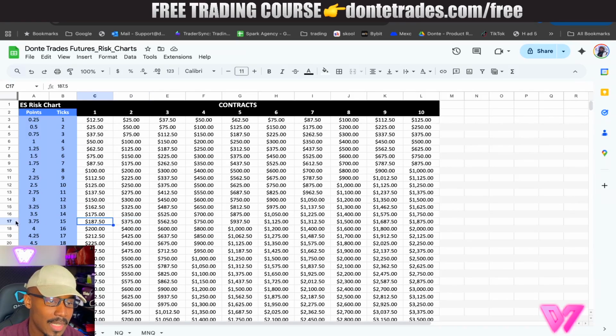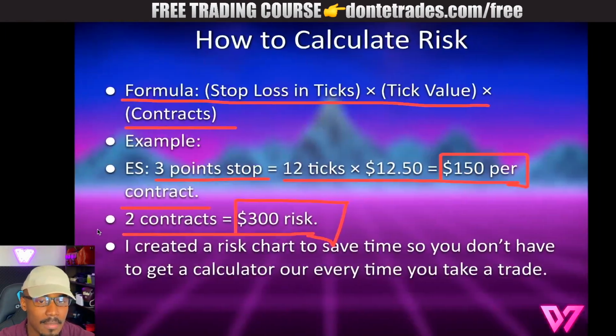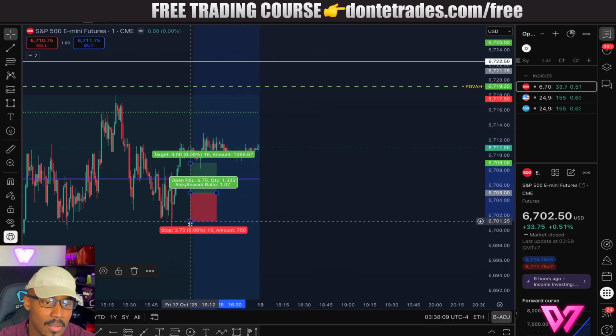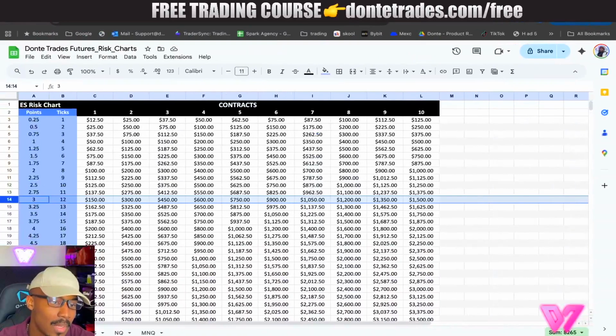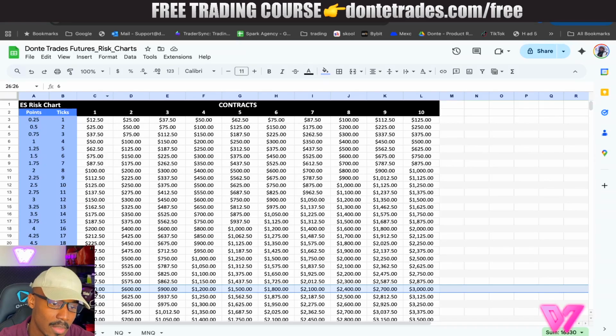And if I wanted to risk less here, I can see that 1 contract would give me $187.50 worth of risk. So this is just a very quick way to know how many contracts you can trade for the setup that you're seeing. If you see any kind of setup on the chart and you want to risk 5 points, 6 points, or whatever it is, you can just look it up. If my setup is 6 points and I don't want to risk more than $400, then I know I can only trade 1 contract on the ES and risk about $300.